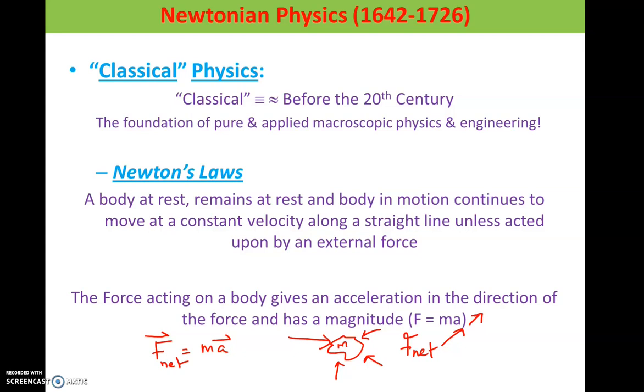We have our three famous laws of Newton: a body at rest remains at rest, and a body in motion continues to move at a constant velocity along a straight line unless acted upon by an external force. This law itself is quite revolutionary, because it is completely against our common experience in life, that objects do not actually stay at rest. If you see in observation, celestial objects are constantly moving, and you will always see that something that is moving doesn't necessarily keep on moving, but it actually stops because there is friction and other effects.